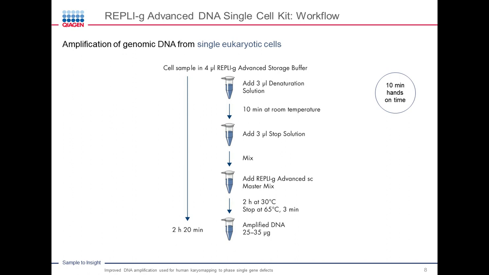We mix, and then we add our REPLI-g Advanced Single Cell Master Mix, which contains the polymerase and the amplification reaction. We allow this to go for 2 hours at 30 degrees Celsius, stop the reaction at 65 degrees for 3 minutes, and then at the end of this, we have our amplified DNA. From a single cell, we typically get 25 to 35 micrograms of our amplified genomic DNA.